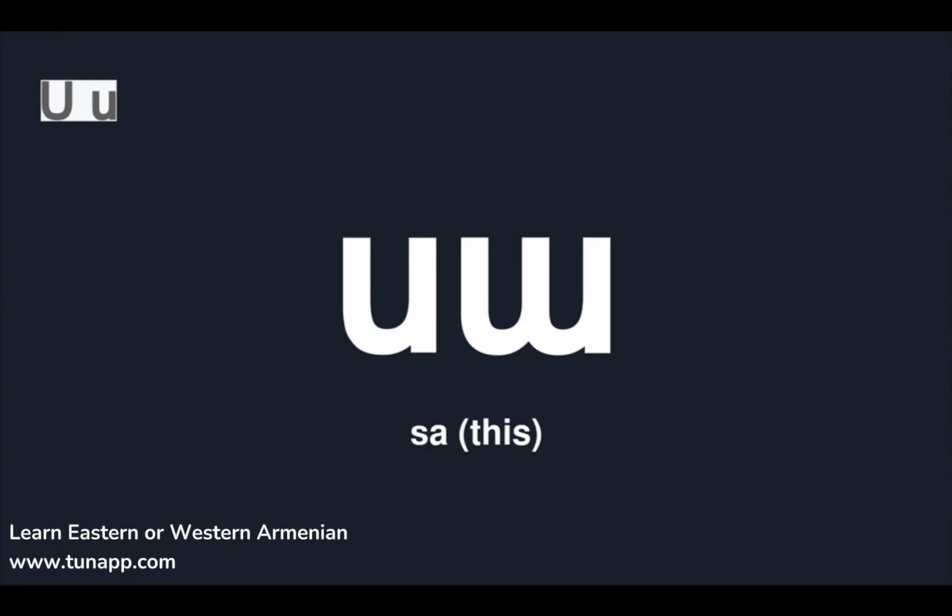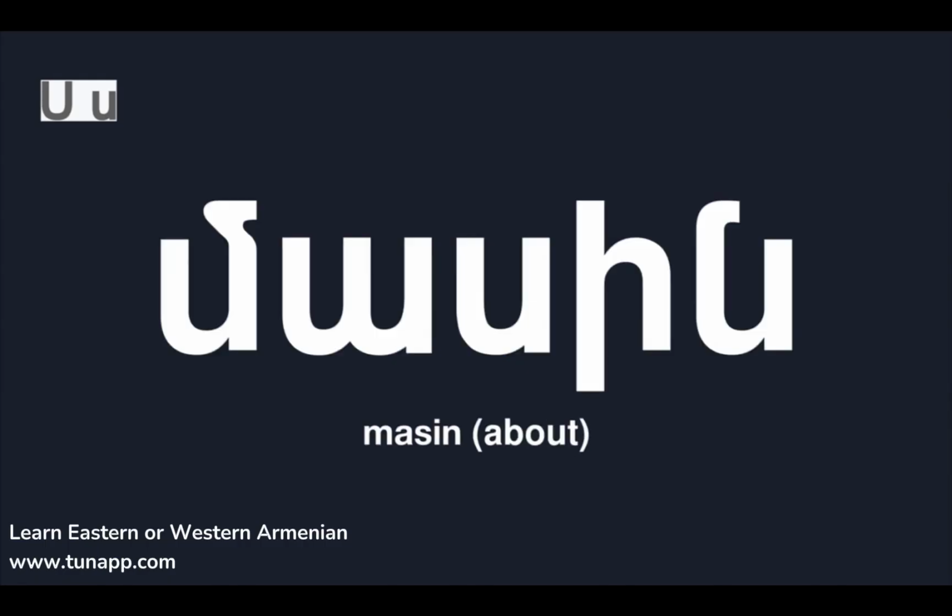This word is sa, meaning this. S, A. These are 2 letters we've already learnt. Can you see the S and the A? S, A. Perfect. Let's try this one. Masin, meaning about. Where is the S in masin? There it is. And what about the A that we've just learnt? Masin, about.